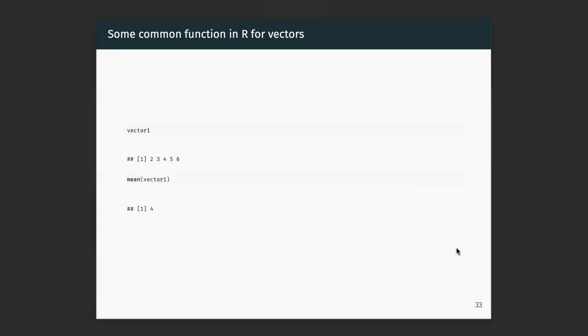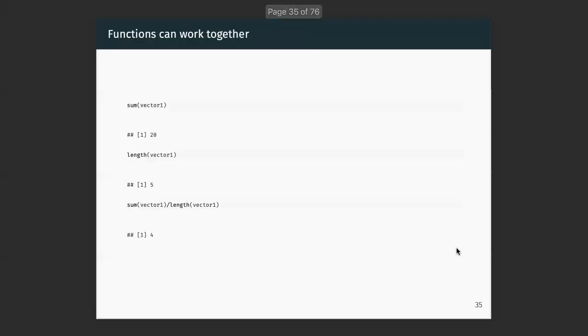Okay, what's the mean of the vector? We used this one already, but it'll compute the numeric average. 4. Sum: add them all up. 2 plus 3 plus 4 plus 5 plus 6 is 20. And functions can work together. We can string them together. So we could take the sum of vector 1 and the length of vector 1, and we could divide sum of vector 1 over length of vector 1.